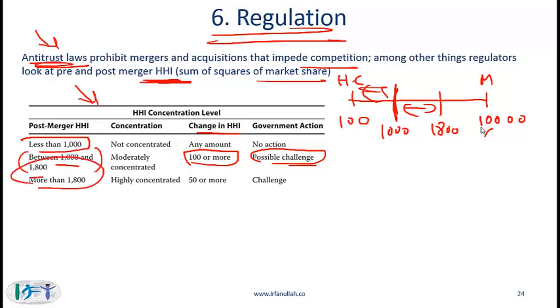What if you have a concentrated industry? So already there is relatively low competition, and if the HHI changes by 50 or more, then the regulator will take action.